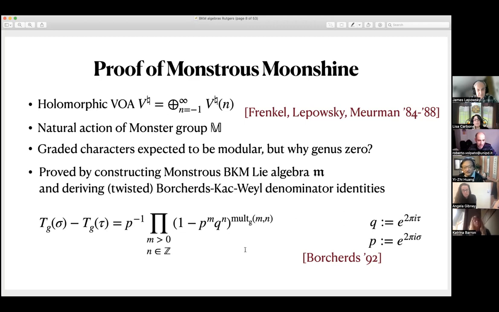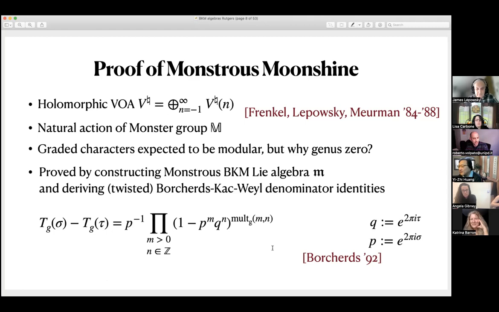Now, they look kind of like this. Maybe the right-hand side is a bit oversimplified, but essentially you have a difference of two McKay function series equal to some infinite product where the exponents depend on the coefficients of this McKay function series. So these twisted denominator identities imply an infinite number of relations for the Fourier coefficients of the McKay function series. And these relations are enough to identify the McKay function series with the Hauptmoduln of these genus zero groups.